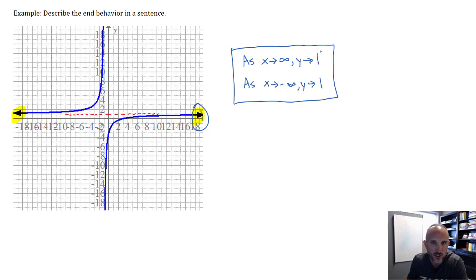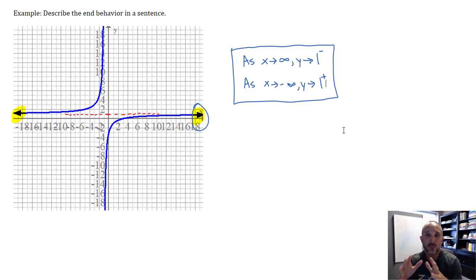So we'd put a superscript of a negative here. That doesn't mean negative numbers, it means from below 1, from numbers smaller than 1. And on the left end behavior, y is getting closer and closer to 1 from above 1, so we put a superscript of plus. And that gives us an even more explicit description of the end behavior.